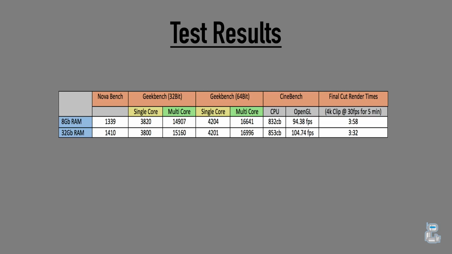Now the final test which I performed was a 5-minute render time for a 4K file. This 4K file was running at 30 frames per second. Now with 32GB of RAM, the export time for this file was approximately 30 seconds less than the export which only had 8GB of RAM.